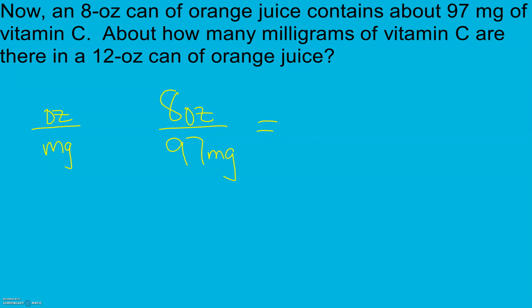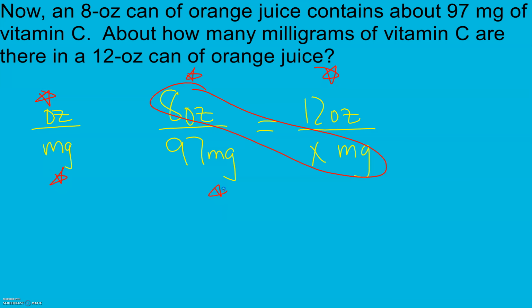Equal to, because we're talking about the same thing, we're still talking about orange juice, 12-ounce can over we don't know how many milligrams. We can use cross products to solve here. Again, make sure our labels are the same. So since I have ounces on top, I have ounces on top and ounces on top. Since I have milligrams on the bottom, I have milligrams on the bottom and milligrams on the bottom. Using our cross products, it's 8 times x equal to 12 times 97.